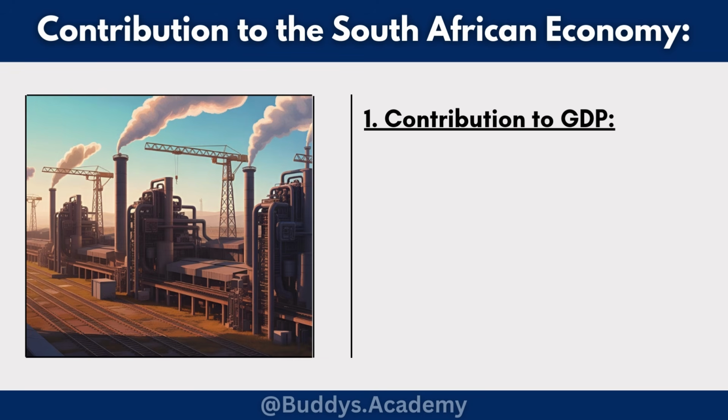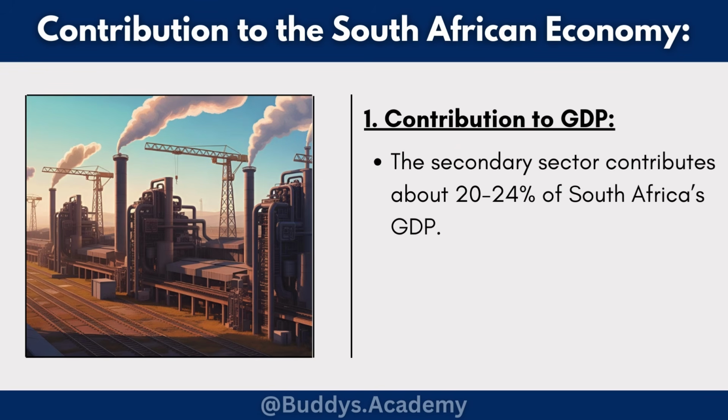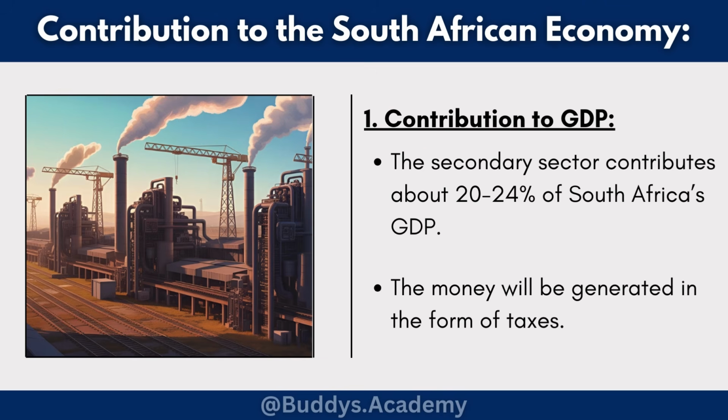Now whenever you're asked this question, there's always three simple answers that you can give to ensure that you get these marks. Firstly, you're going to say it contributes to the GDP. So the secondary sector, which consists of manufacturing, construction and electricity, contributes about 20 to 24% of South Africa's GDP. Now this money will obviously be generated in the form of taxes.